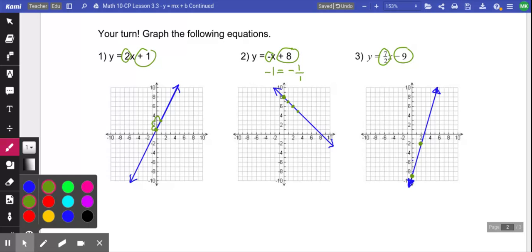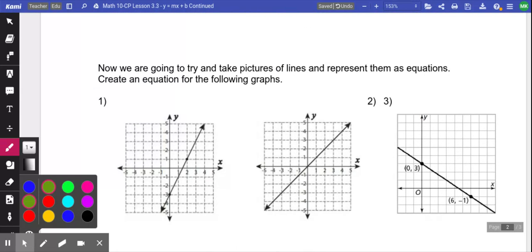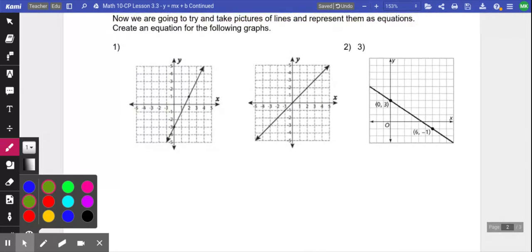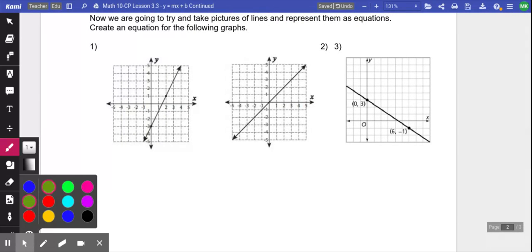You also could go the other direction. So if you had graphs, you could also turn them into equations. The way that you're going to do that is by realizing if it's a straight line, it's going to follow this format. So you need to find out what the slope is for this question and what the y-intercept is for this question.